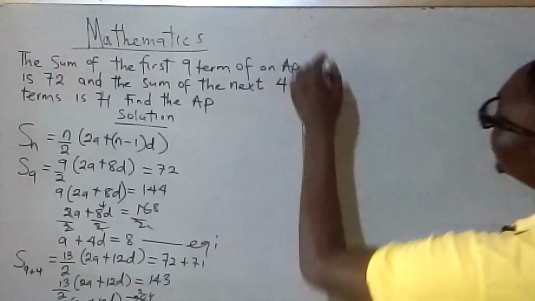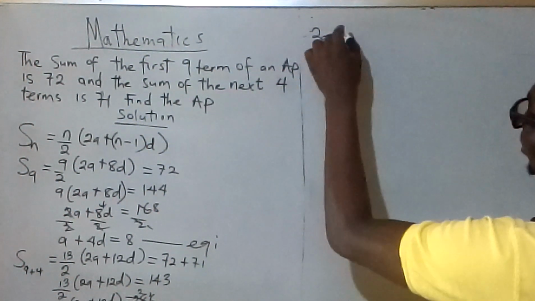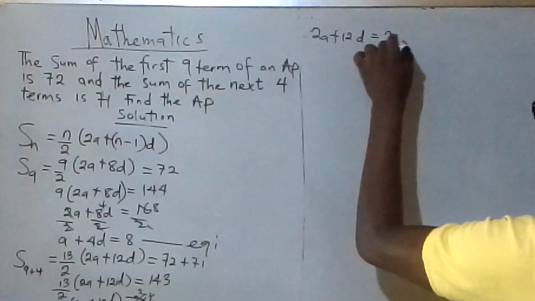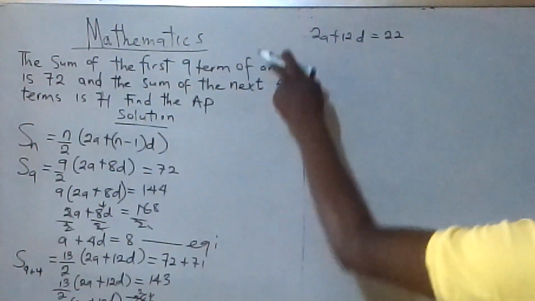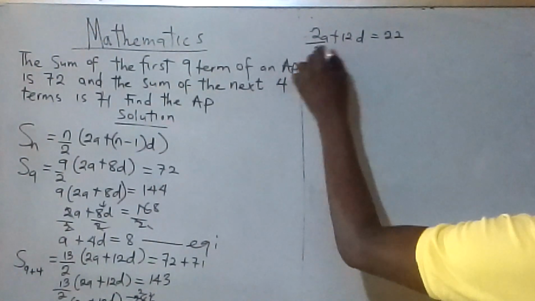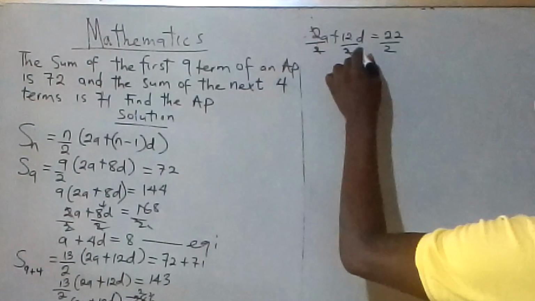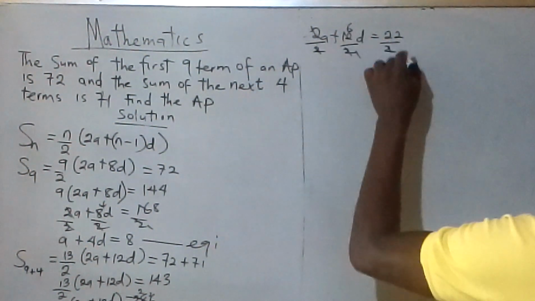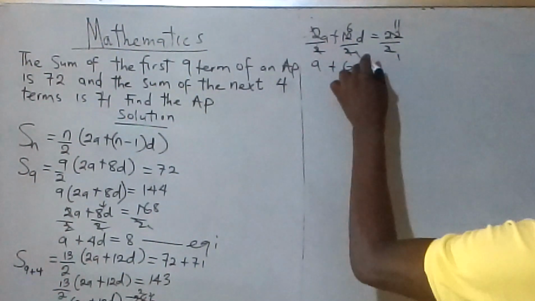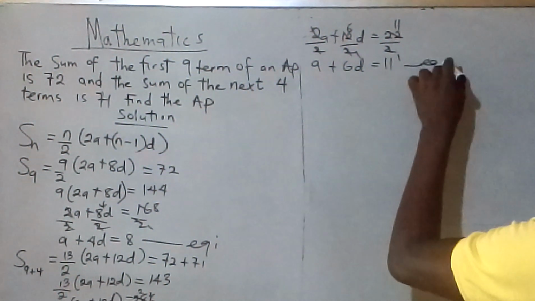So we now have 2a plus 12d is equal to 22. We can also reduce this by dividing all through by 2. So we now have a plus 6d is equal to 11, equation 2.